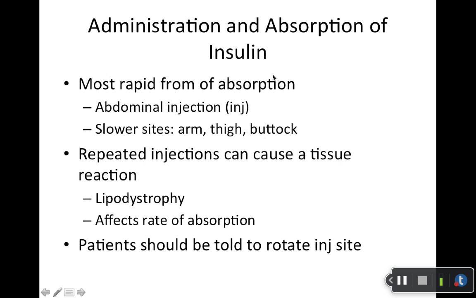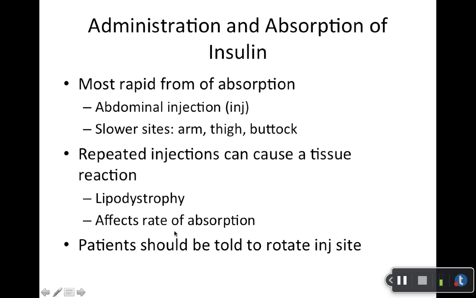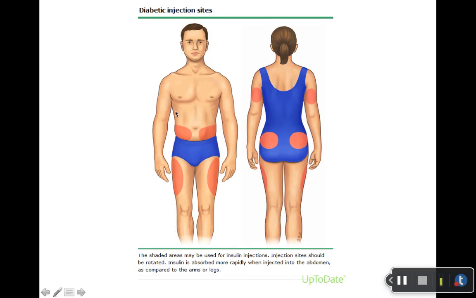The most rapid form of absorption is going to be the abdominal injection. You can also use some of the other sites, and I have a visual coming up to show you those sites. You do need to tell your patients to rotate the injection sites in the abdomen, because otherwise fat can be redistributed in a bad way. So you end up with this. This is what happens if you inject insulin at the same spot over and over again. It can also affect the rate of absorption, so it's good to rotate the sites.